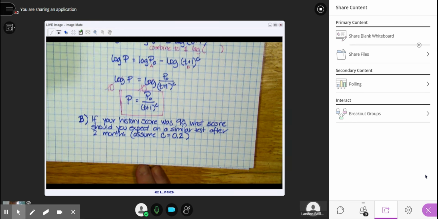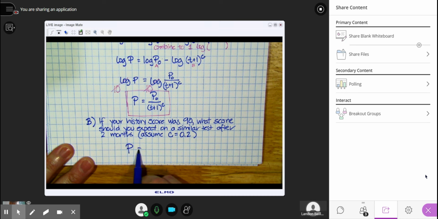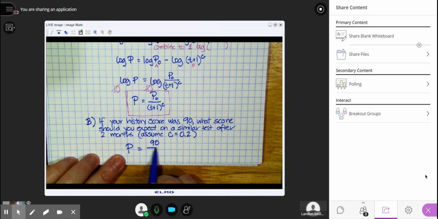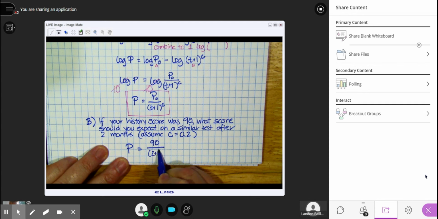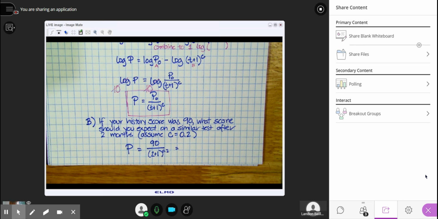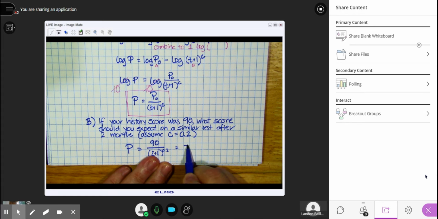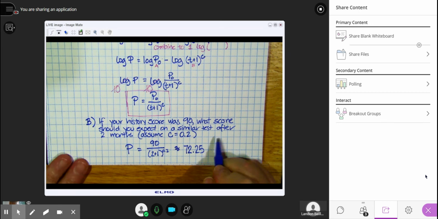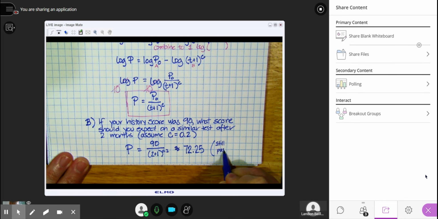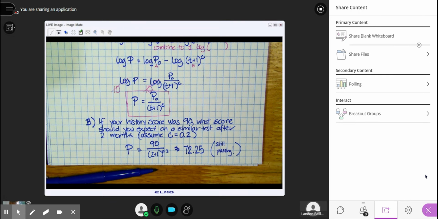And again, now we just got to plug and chug. Our P would equal P sub 0, which is 90, over T plus 1. 2 months was our T, so 2 plus 1, to the power of C, which is 0.2. So I'm going to have 90, not 91, 90 divided by 3, the 0.2 power. And I get a 72.25, about. Still passing. For our courses at a 70%.